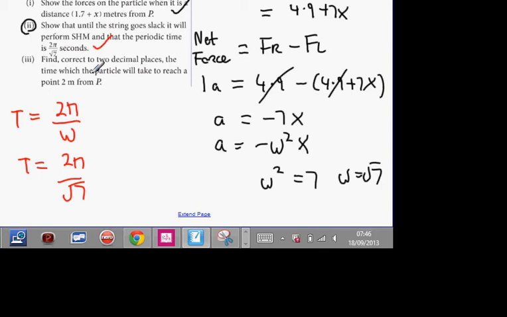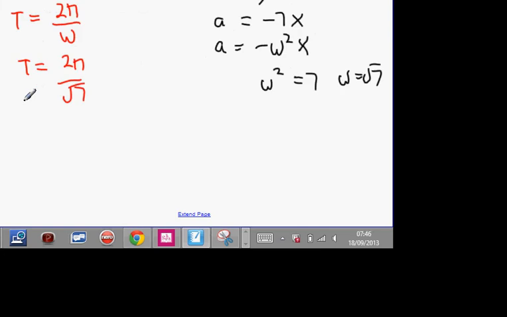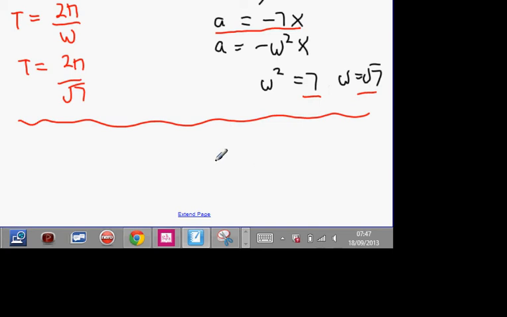Now, find, correct to 2 decimal places, the time the particle takes to reach a point 2 meters from P. Okay, 2 meters from P. 1.7 plus x is your distance from P. So what this means is, we defined this whole system that we got a second ago, where a equals minus 7x, omega equals root 7. This whole thing is defined as your distance from P.